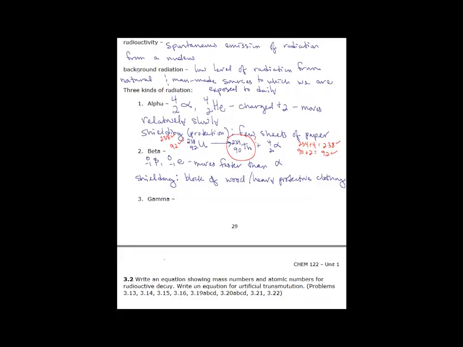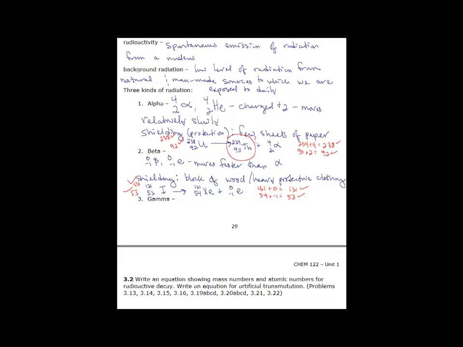So an example of beta radiation: iodine-131 decays and gives you xenon and a beta particle. Now again, notice the sums. You have the sum 131 over here, so 131 plus 0, that checks out. So this is balanced. Your atomic number, 53: 54 plus -1 gives you 53.